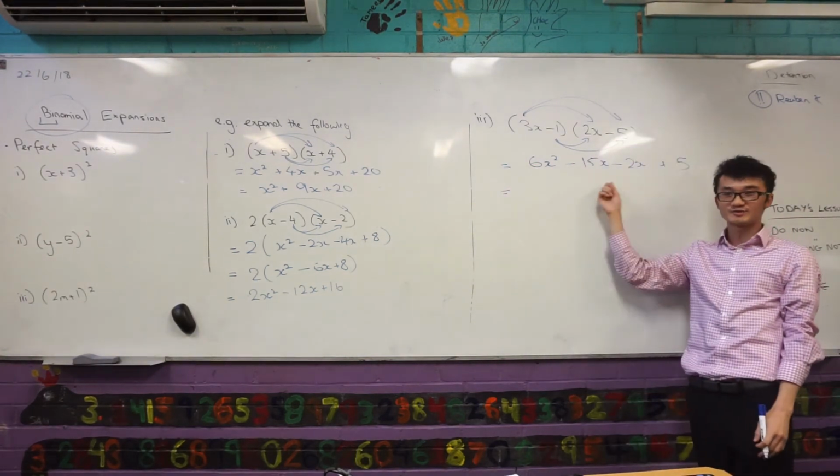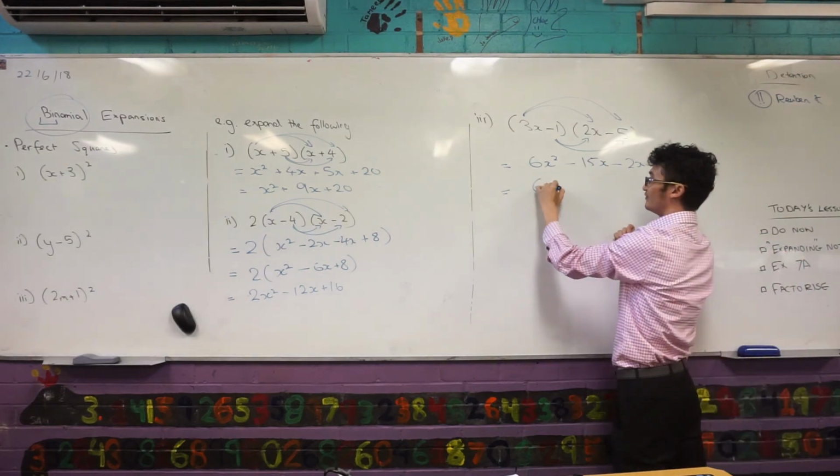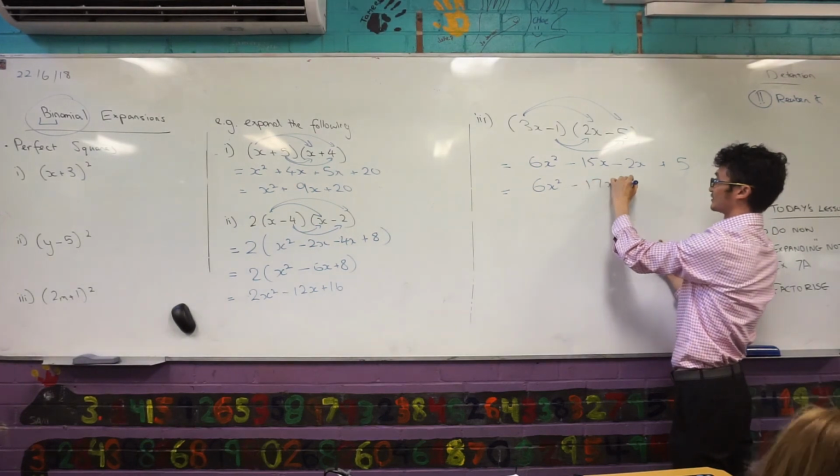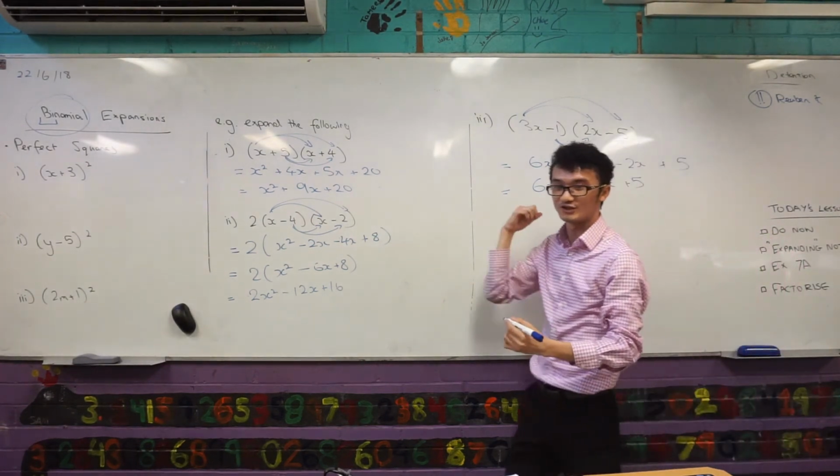So, again with negatives, just be really careful. You'll have negative 15 minus 2, that should be negative 17x plus 5 there. Okay. Make sure you check that one.